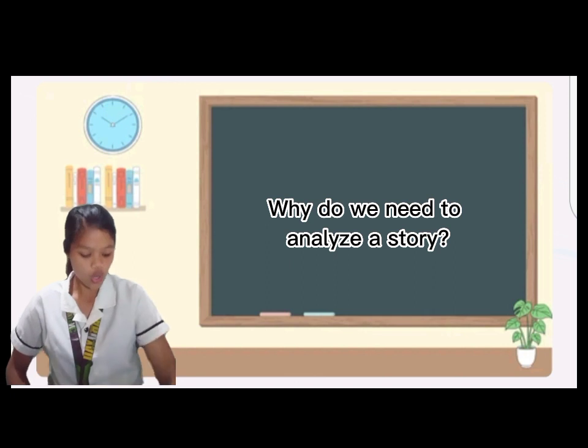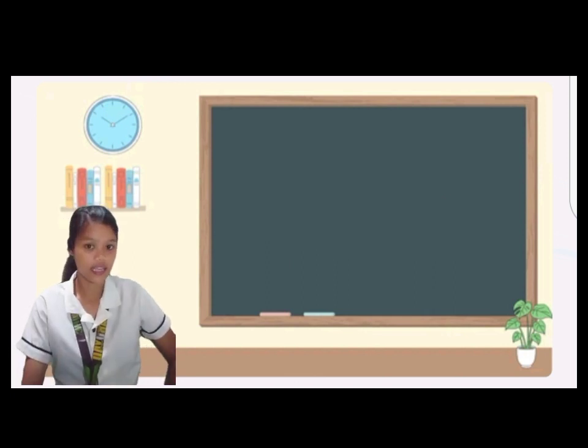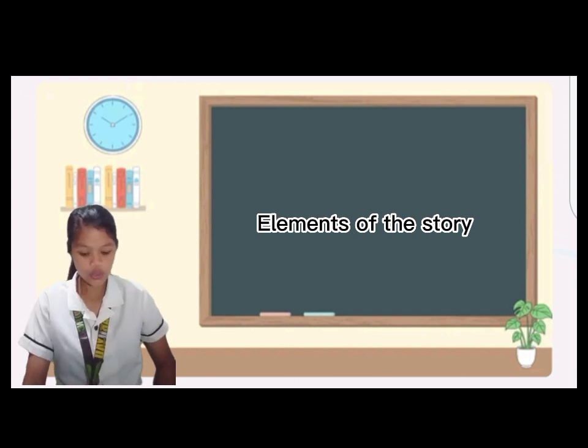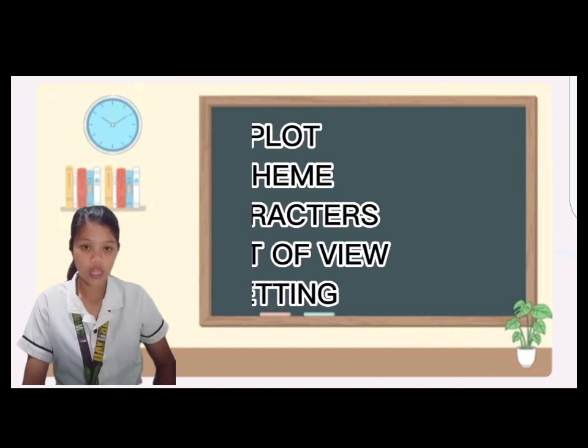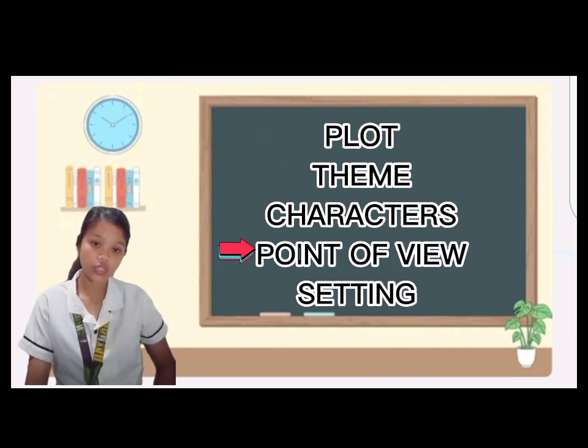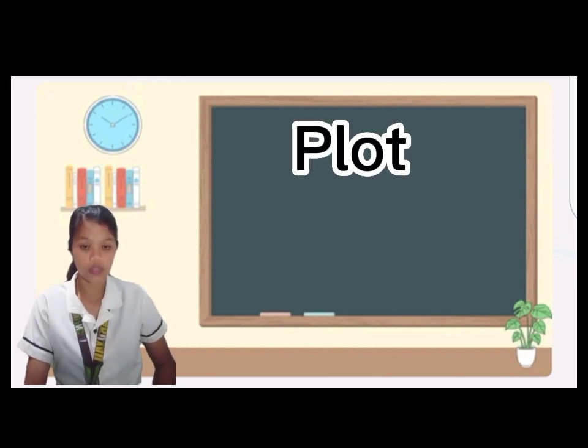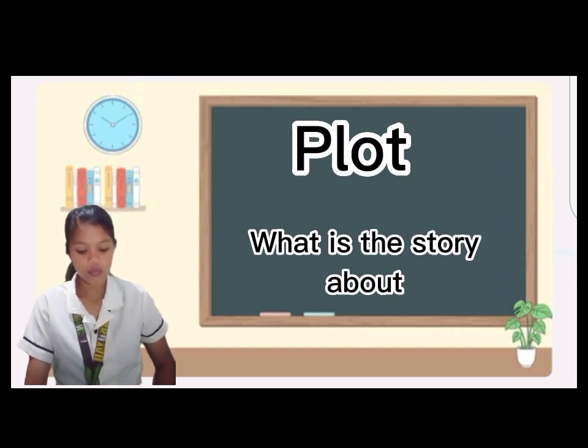Okay, so let's have a discussion. So first, we need to know the elements of the story. So we have here 5 elements of the story. First is plot, theme, characters, point of view, and settings. So what is plot? Plot is the story all about. It answers the question, what is the story all about?